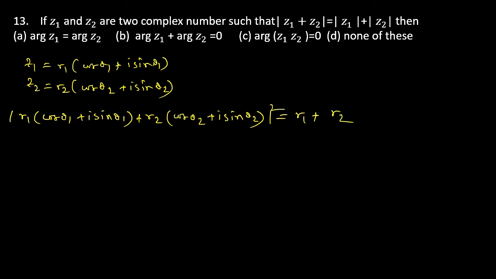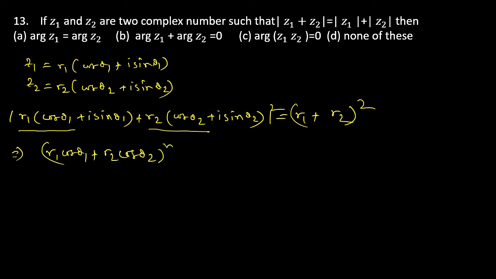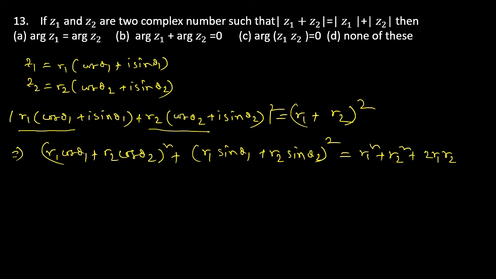And squaring both sides, we have this. Now real part means r1 cos theta 1 plus r2 cos theta 2, so r1 cos theta 1 plus r2 cos theta 2 square, plus imaginary part is r1 sin theta 1 plus r2 sin theta 2, so r1 sin theta 1 plus r2 sin theta 2 square, equal to r1 square plus r2 square plus 2 r1 r2. Okay.